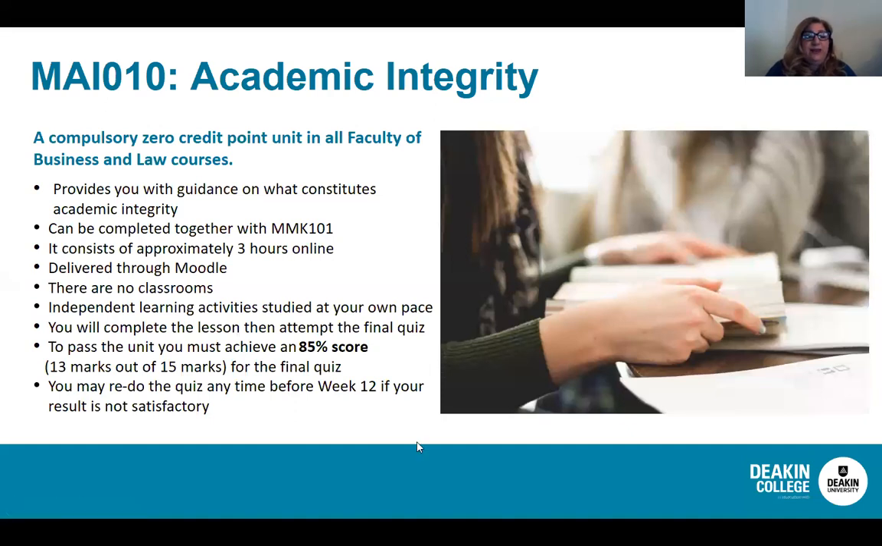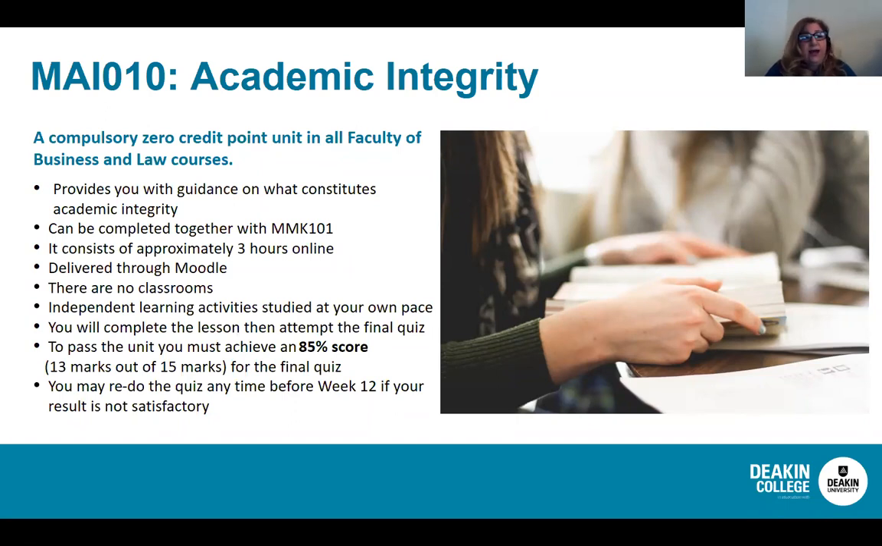Basically, you'll be going through lessons, and at the end, you'll be sitting for a final quiz. Now, in order for you to pass this unit, you must achieve 85% for the final quiz. So you'll be given 15 multiple choice questions, and you need to get 13 of these correct. So you need 13 marks out of 15 in order to pass this module. And you have up until week 12 to complete this module.